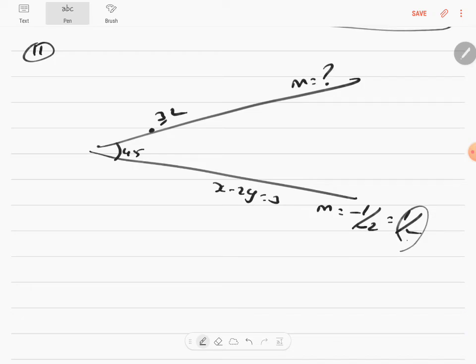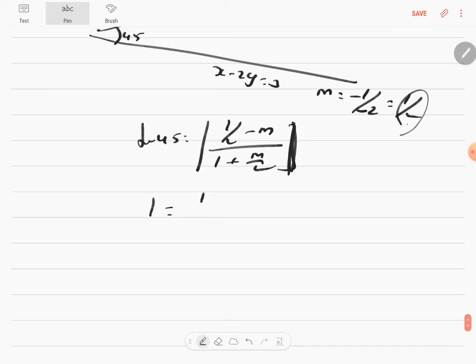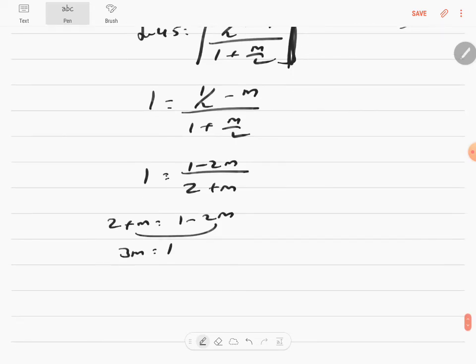Keep it as m. And tan 45 is equal to mod of (m2 minus m1) by (1 plus m1 m2), which is half minus m by 1 plus m by 2. Tan 45 itself is 1. Just take LCM. In the class I wrote it as m minus half, doesn't matter. 1 minus 2m by 2 plus m. Cross multiply: 2 plus m is equal to 1 minus 2m. Bring the 2m to this side, and m is equal to minus 1 by 3.